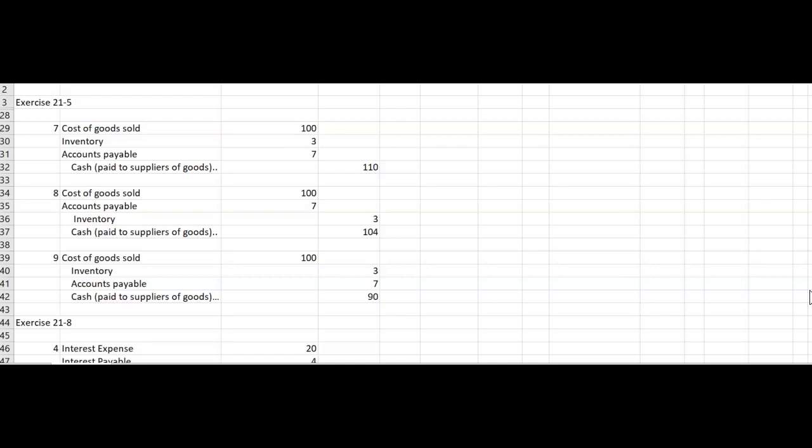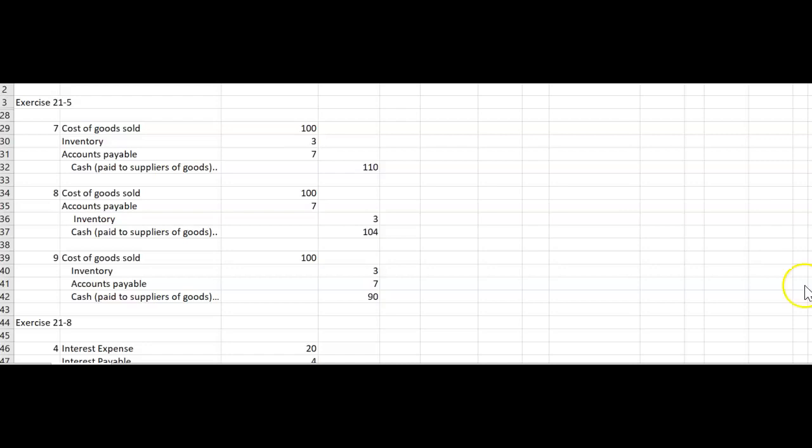So I'd like to start with exercise 12-5, and in calculating the cash flows from operations using the direct method, here's a way that you can use to determine the cash paid to suppliers. I'm going to go over 7, 8, and 9 with you now. In 7, the cost of goods sold was $100. The inventory increased by 3. The accounts payable decreased by 7. So what is the cash paid to suppliers using the direct method?